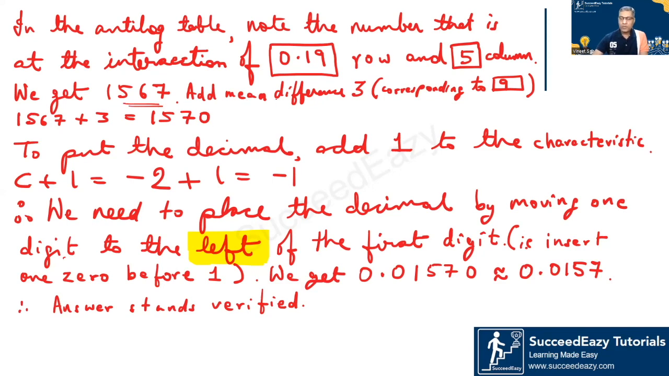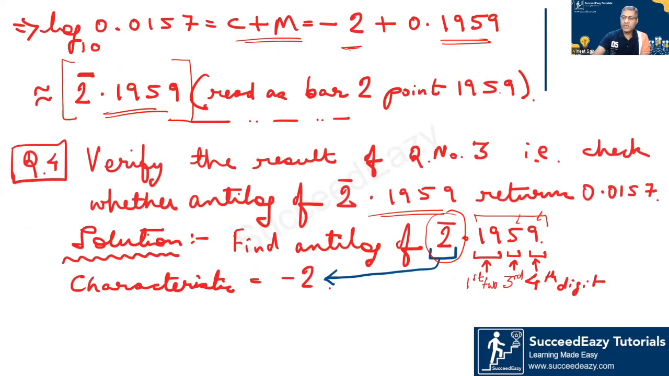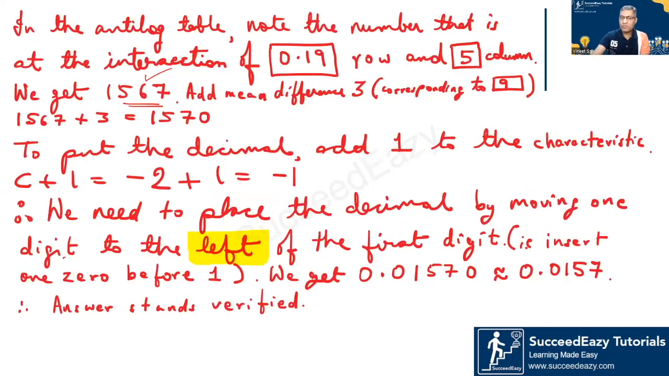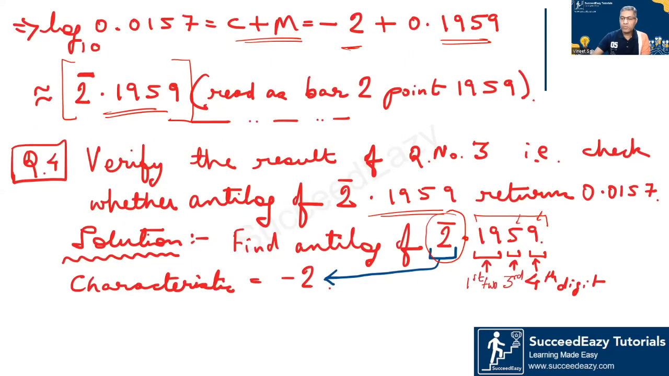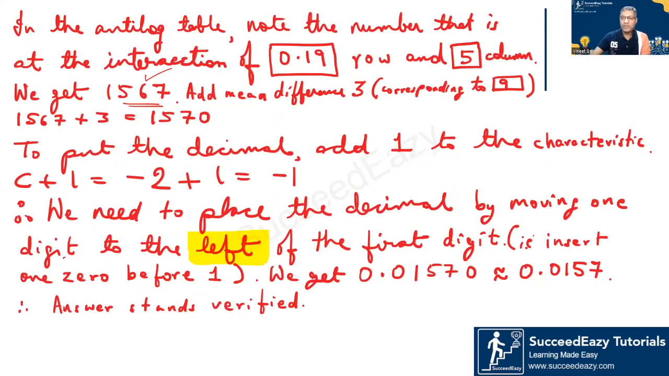You can pause the video, look at the log tables, and verify whether this number is correct. So you get 1567. Add the mean difference 3, which corresponds to the fourth digit 9. In the same row, the intersection between 0.19 and 9 in the mean difference table, you will get 3. So add 1567 that you got before and 3 to get 1570.